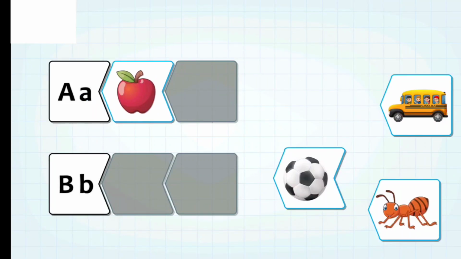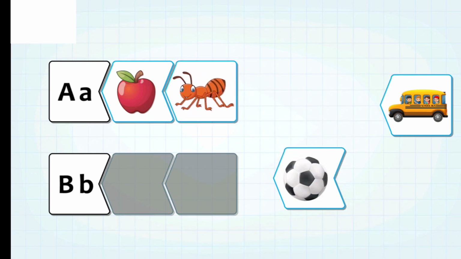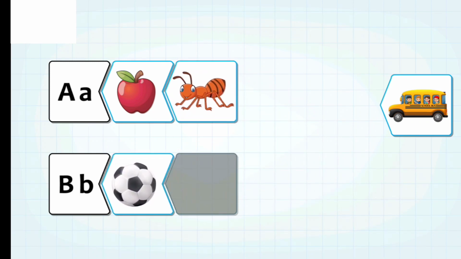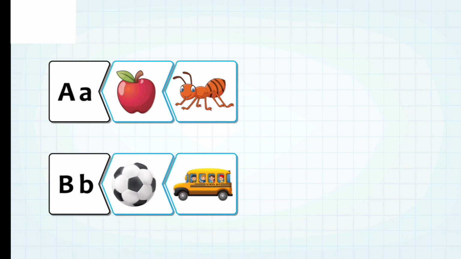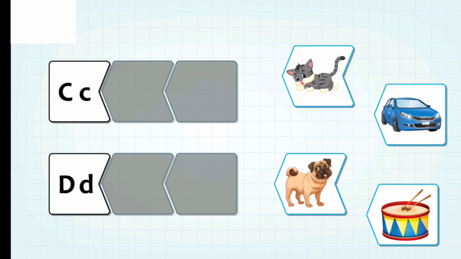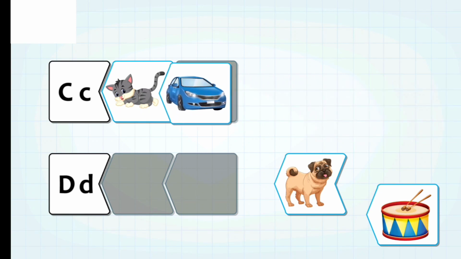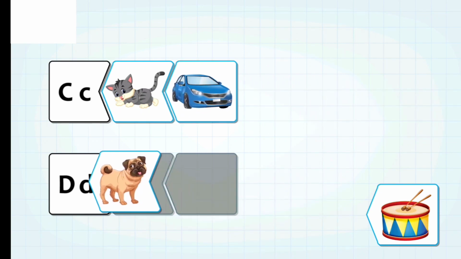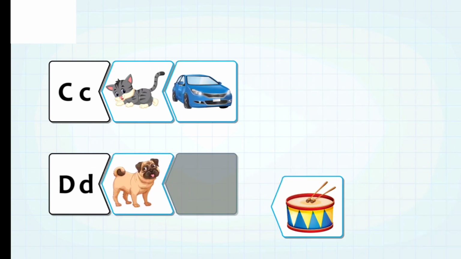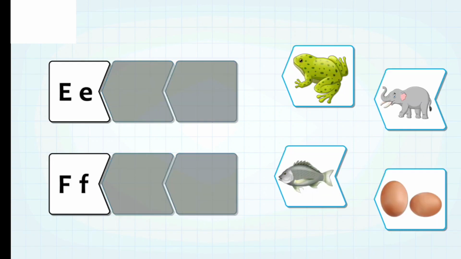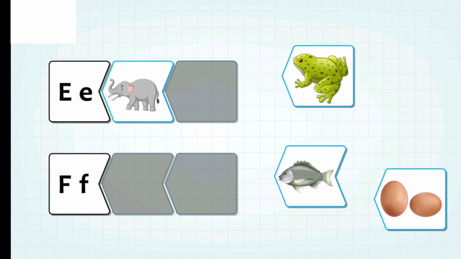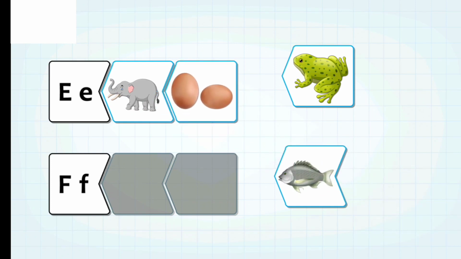A for apple, A for ant, B for ball, and B for bus. C for cat, and C for car. D for dog, and D for drum. E for elephant, and E for egg.